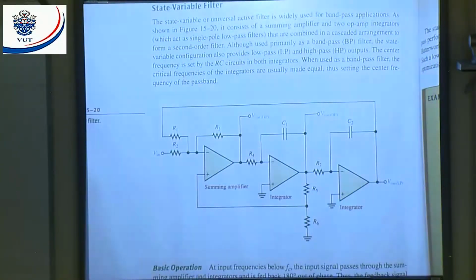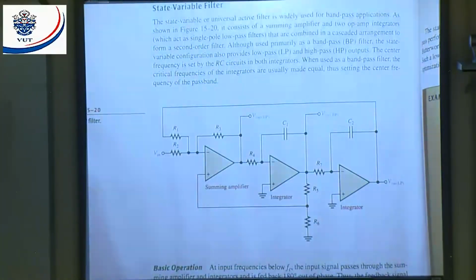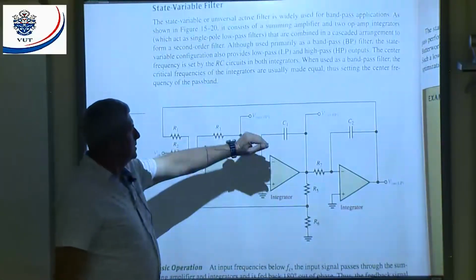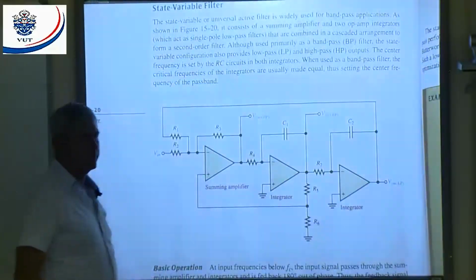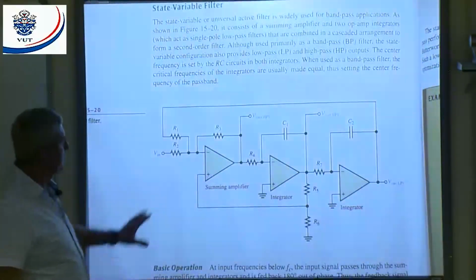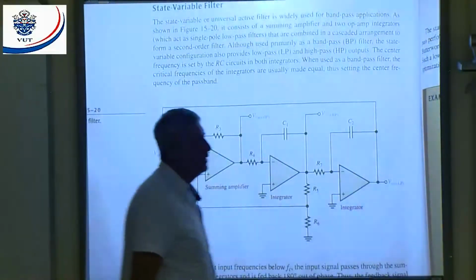The basic operation is nicely explained in the book. We can read through that. But that is my state variable filter. I repeat, you've got three outputs: high pass, band pass, and low pass. And it consists of a summing amplifier and two integrators.